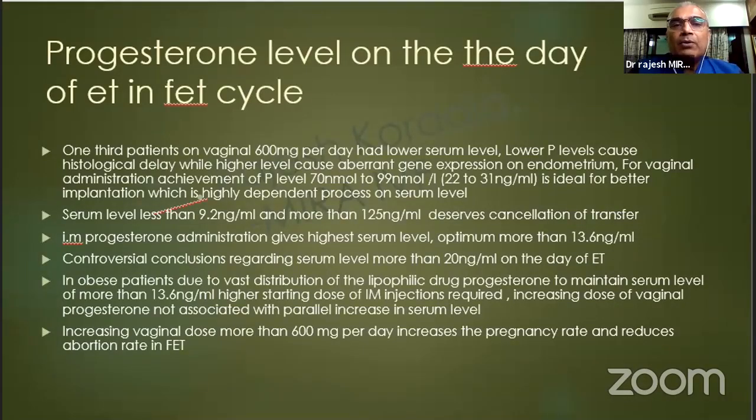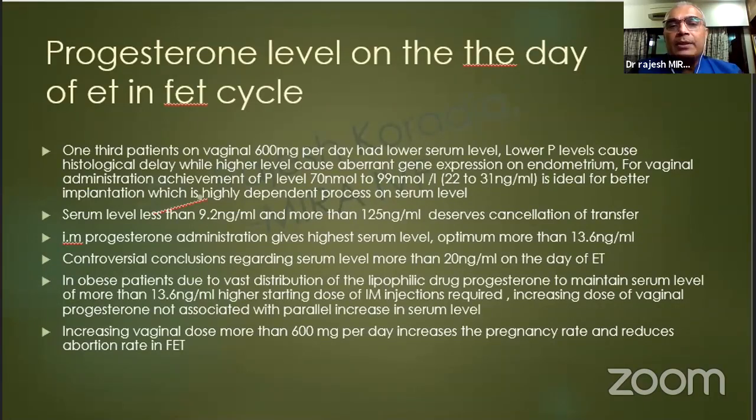One third of the patients on vaginal 600 milligram per day had a lower serum level. The lower P level caused histological delay, while the higher level caused aberrant gene expression in the endometrium. For vaginal administration, achievement of a progesterone level of 22 to 31 nanogram is ideal for better implantation, which is highly dependent on the serum level. What is the meaning of this? The ideal level is 22 through 30 nanogram serum level when you are using vaginal progesterone. A serum level which is less than 9.2 nanogram or more than 125 nanogram on the day of ET deserves cancellation of the transfer.